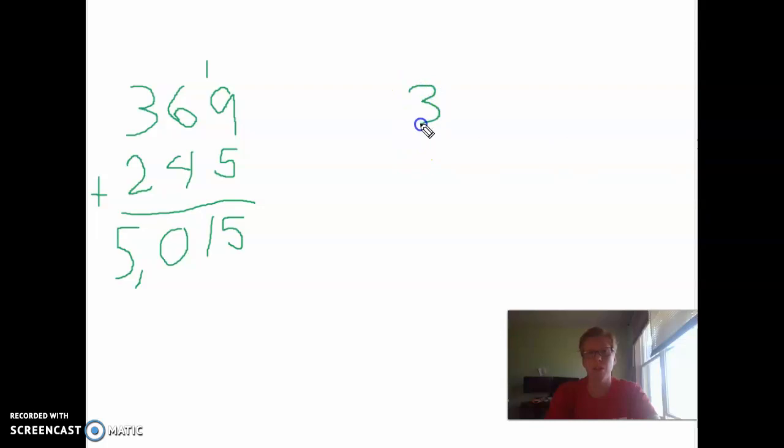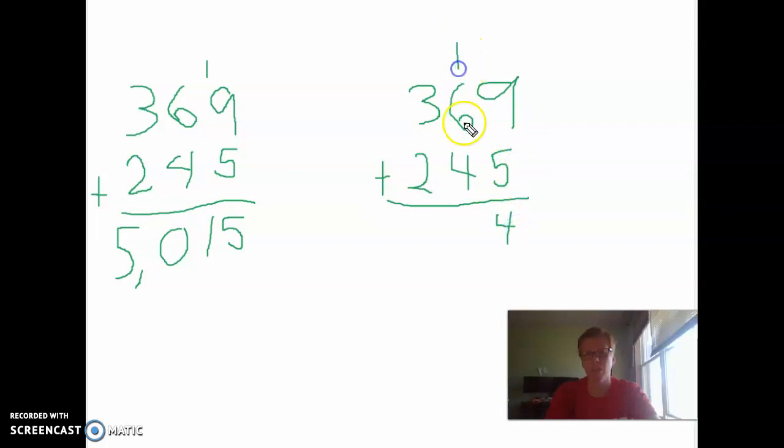Let me rewrite this problem the correct way. 369 plus 245. Let's add this correctly in the ones place. 9 plus 5 is 14. 6 plus 4 is 10. Add one more, that makes 11. And 3 plus 1 is 4, plus 2 more, it makes 6. So my total is actually 614.